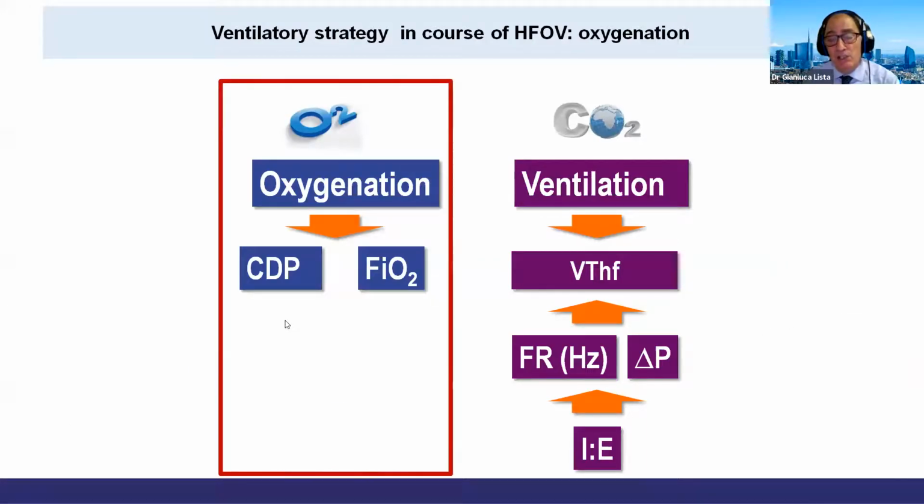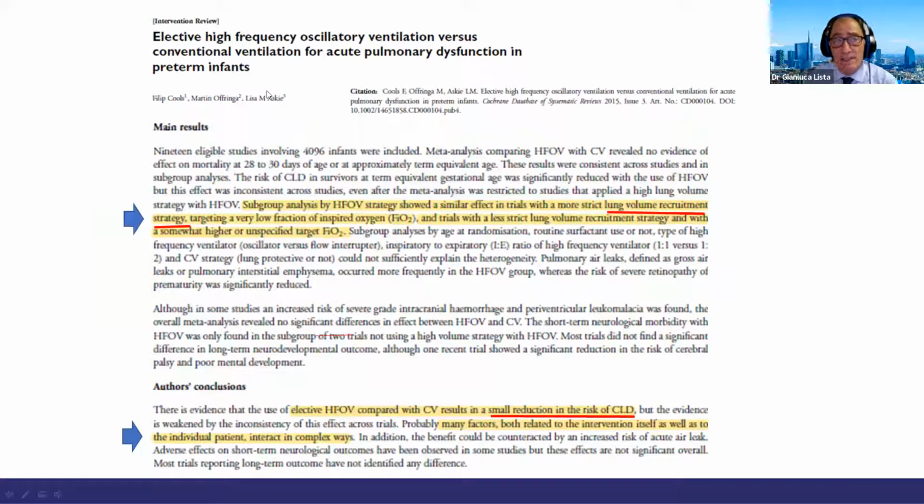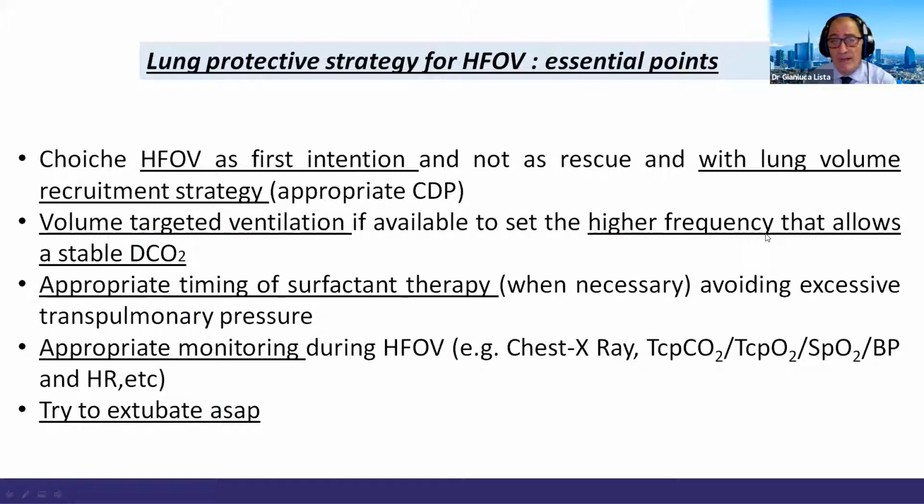In terms of oxygenation strategy, we can use the strategy that was suggested by Mayadima and Van Kaam in Amsterdam. And in fact, the recent Cochrane meta-analysis demonstrated that high-frequency oscillatory ventilation is really able to prevent lung injury, so to reduce chronic lung disease, only when it is performed using a lung volume recruitment strategy as suggested by Van Kaam.